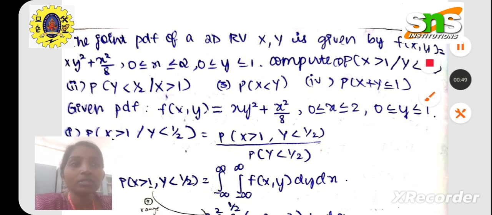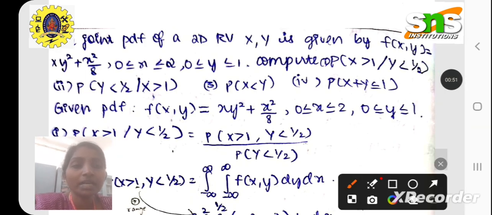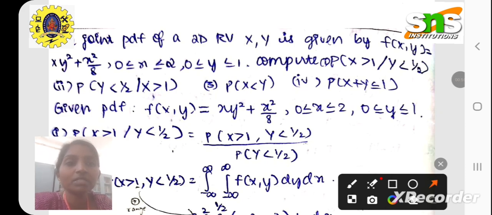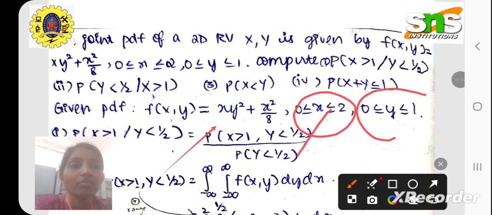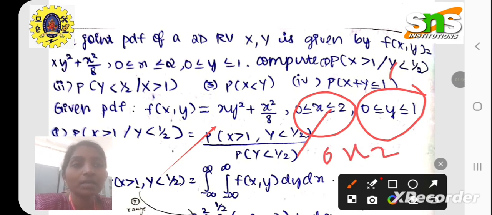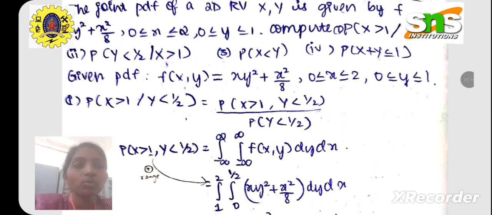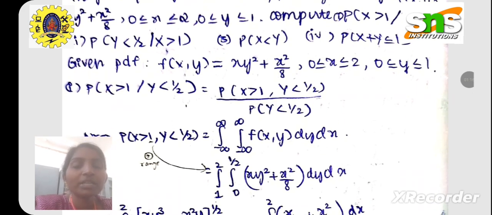So to start with the problem, we will be writing the given probability density function here. What is the probability density function here? xy squared plus x squared by 8. So here the x's range is 0 less than x less than or equal to 2, and y's range is 0 to 1. So in the range 0 to 2 only x exists, and in the range 0 to 1 only y exists. So now we will move on to the first problem, which is probability of x greater than 1 given y less than 1 by 2.